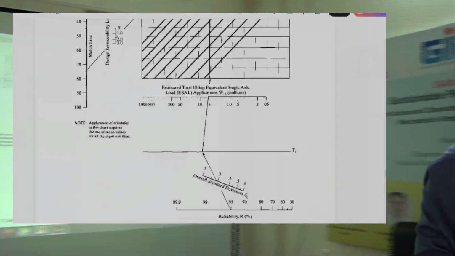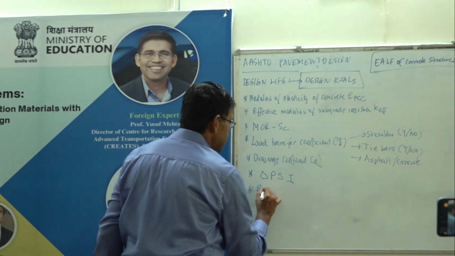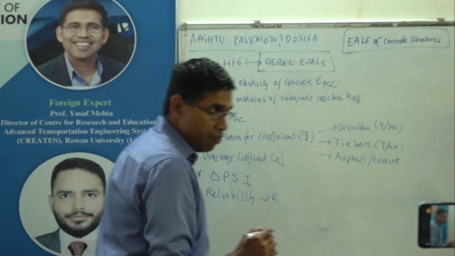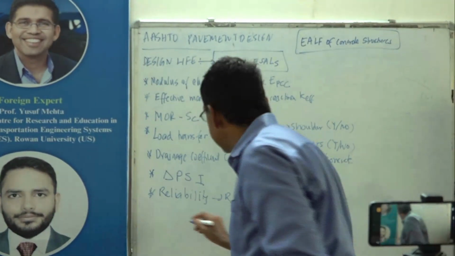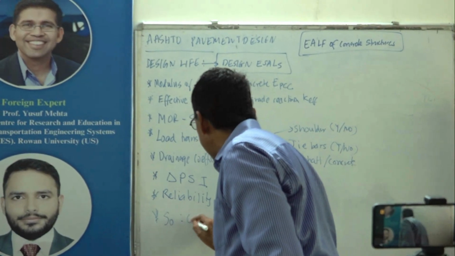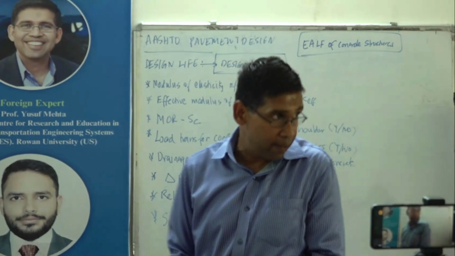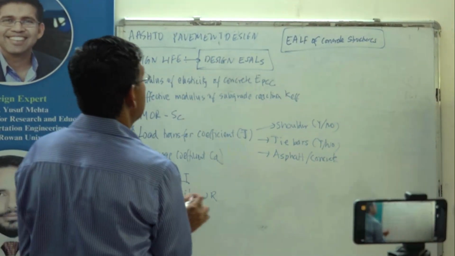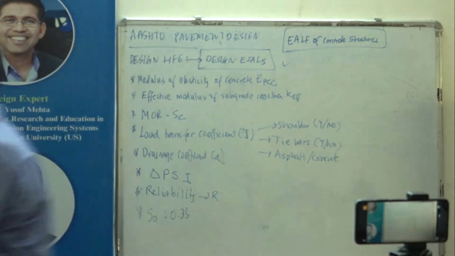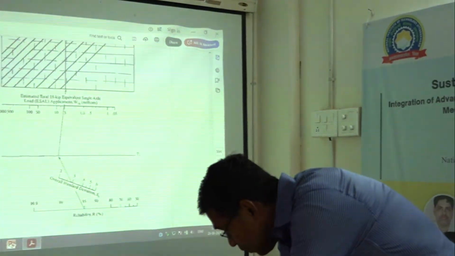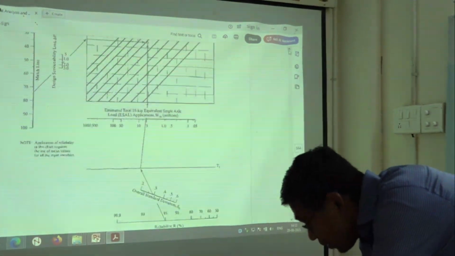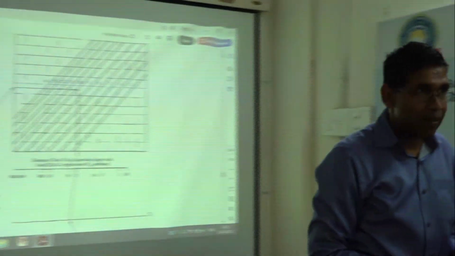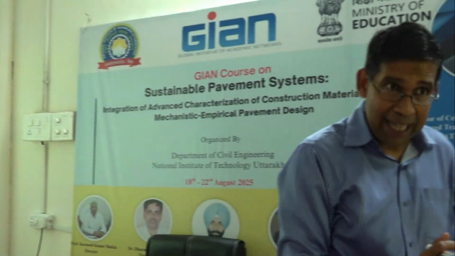Then you have reliability. We covered this before. The higher the reliability, the higher the thickness, right? Then you have standard deviation, and that is typically 0.35 for concrete. That's right there, 0.3 or 0.35. And then you have ESALs. Got it? Design ESALs, where is it? Right here. And then you meet up where they intersect. Where this and this intersect, that's the thickness. Got it? Everybody got it? That's your design.